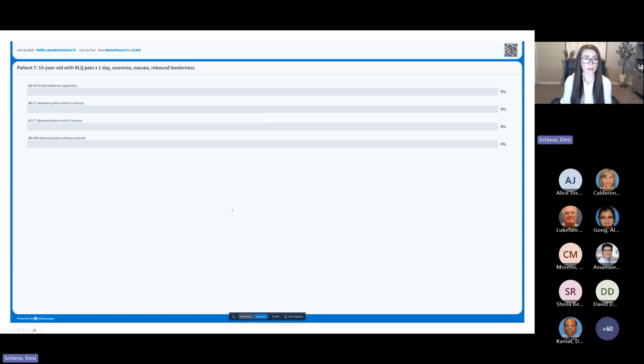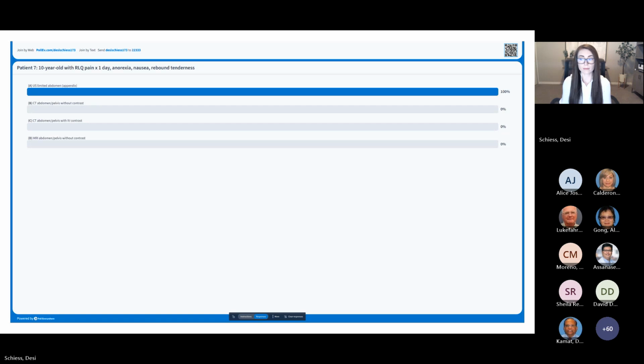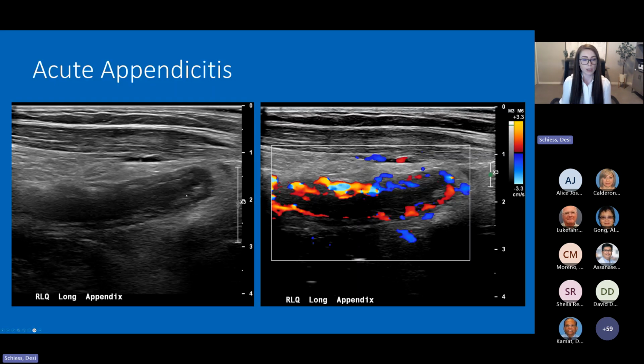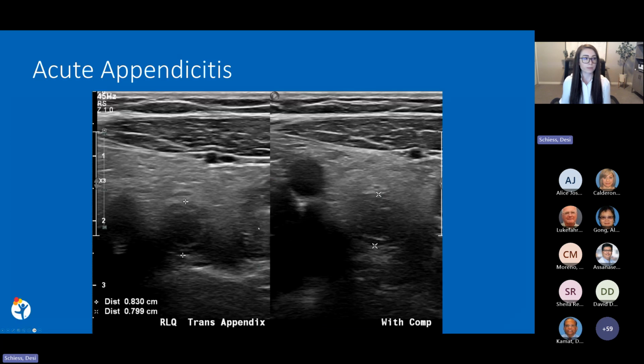All right, patient 7 is a 10-year-old with right lower quadrant pain for 1 day, anorexia, nausea, and rebound tenderness. Would you like an ultrasound of the appendix, a CT without or with contrast, or an MRI? Right, going for the appendix ultrasound, which is correct. These longitudinal views of the appendix show a dilated fluid-filled appendix with hyperemia and surrounding echogenic mesenteric fat consistent with inflammatory changes. And on the transverse view, the appendix was non-compressible, which is an important finding to assess for acute appendicitis.